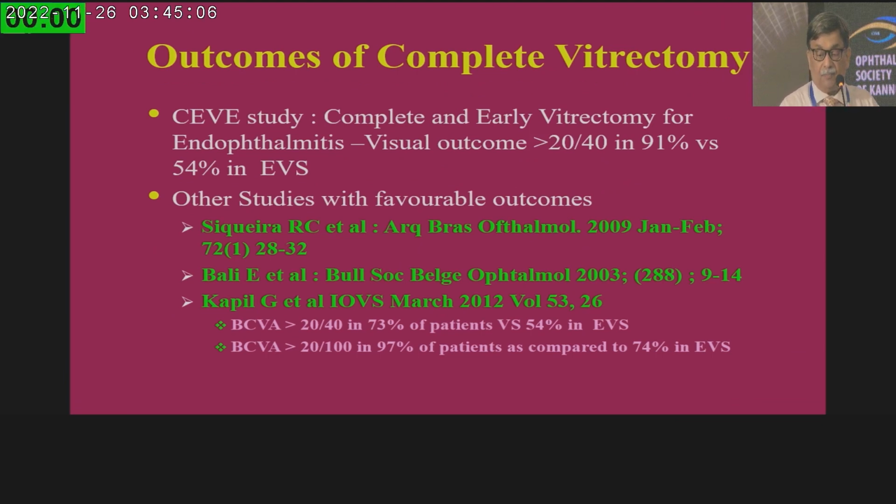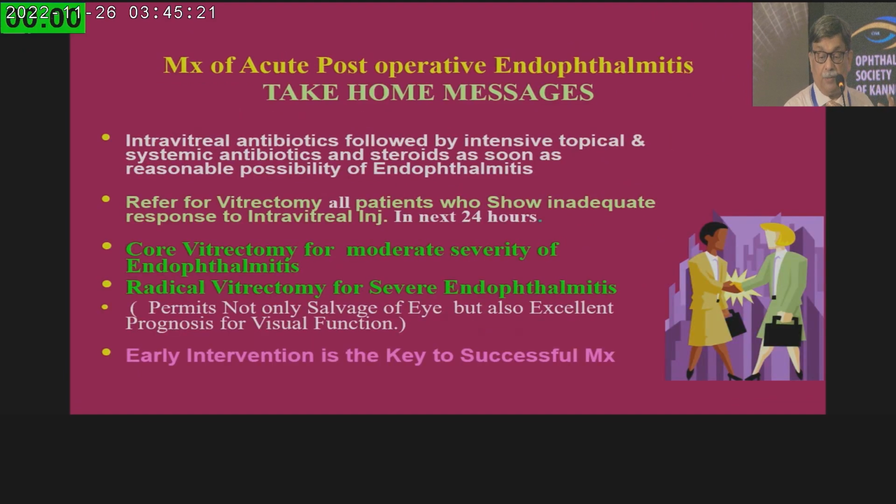And they found, as you can see, better than 20/40 vision in 91% of patients who had a complete vitrectomy compared to 54% in the EVS. So this is what is so important. You can get much, much better results.